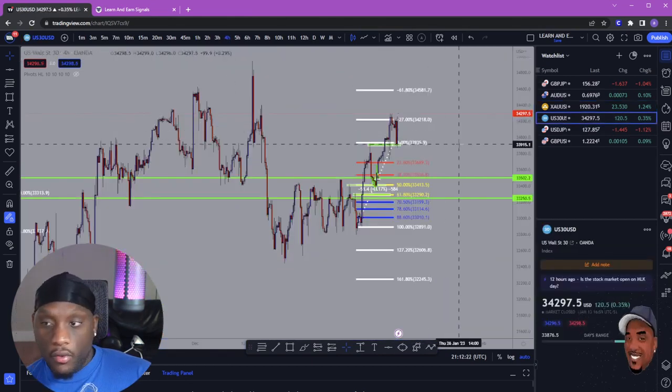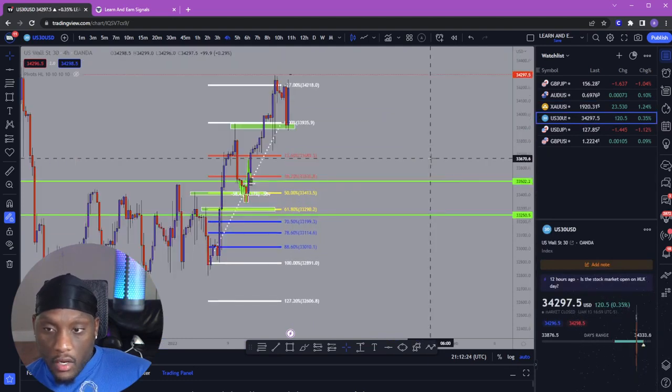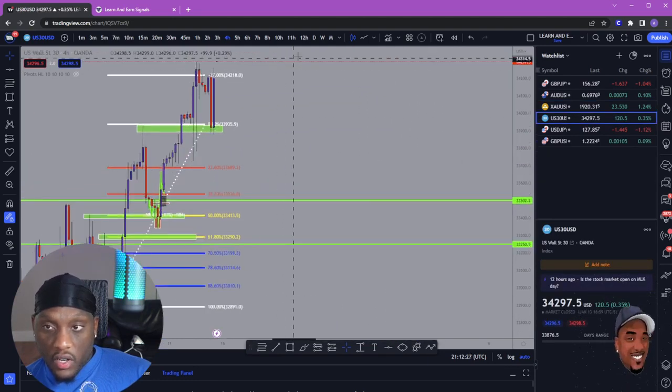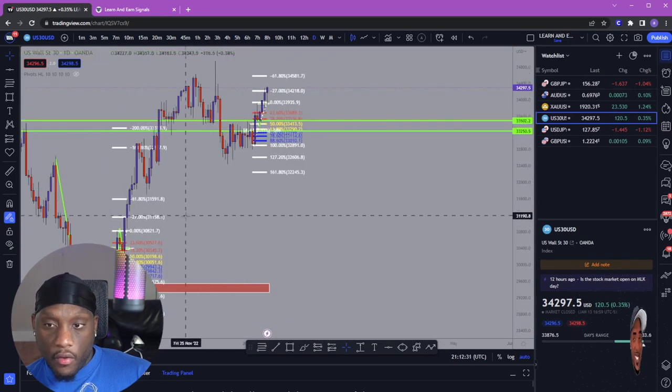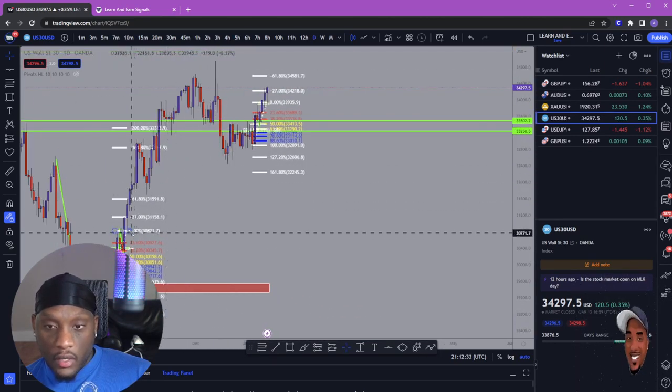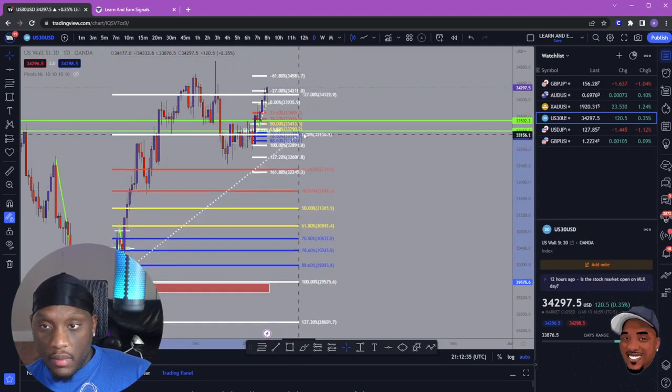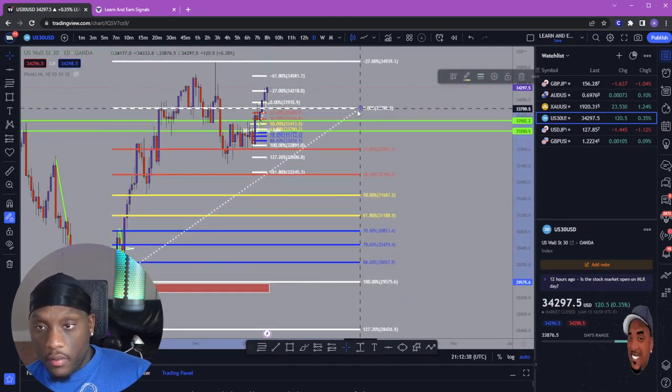US 30. Ooh. You can see I got a bit of markings on US 30 already, so let me just run through it real quickly. Obviously, we know where we are. We're in an overall uptrend. The reason why we're in an overall uptrend, let me base my fib. Let me show you from here to here.